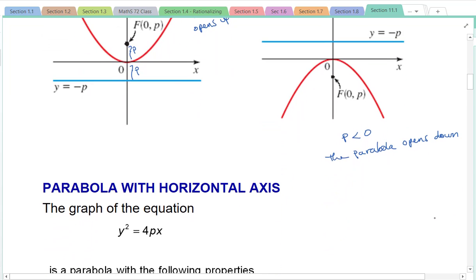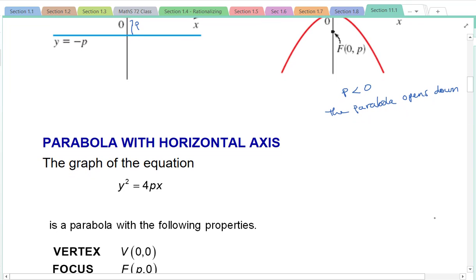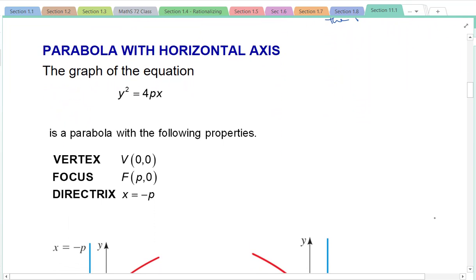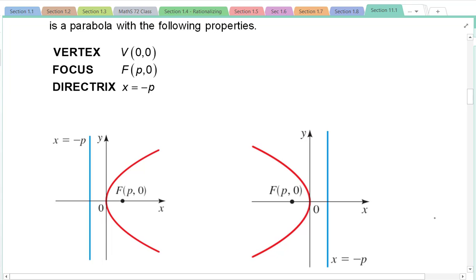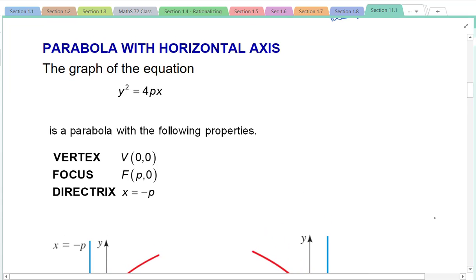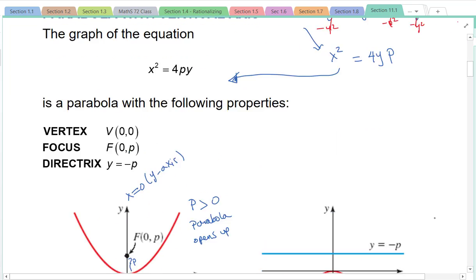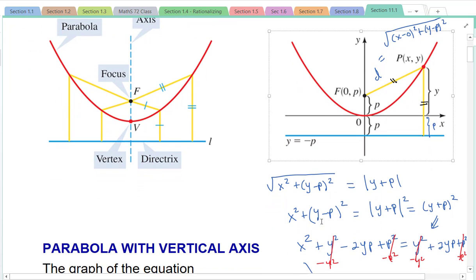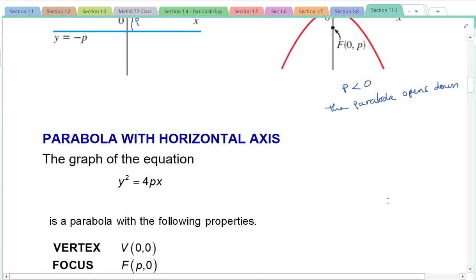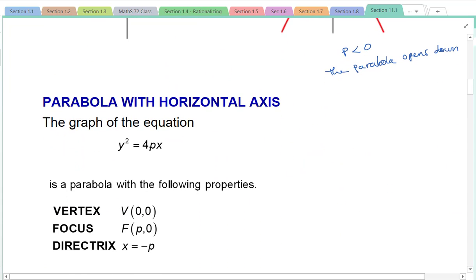And when we have a horizontal axis parabola, we could do the same thing. A horizontal axis parabola is when the axis of symmetry is horizontal. So here are a couple of graphs. The parabola essentially opens sideways. It either opens to the right or it opens to the left. If we do the same thing that we did up here, but with the horizontal axis parabola, we will get the exact same thing, but it will be y squared. It will be (x minus p) squared plus y squared equals the absolute value of x plus p. And so we're going to get this equation, y squared equals 4px.